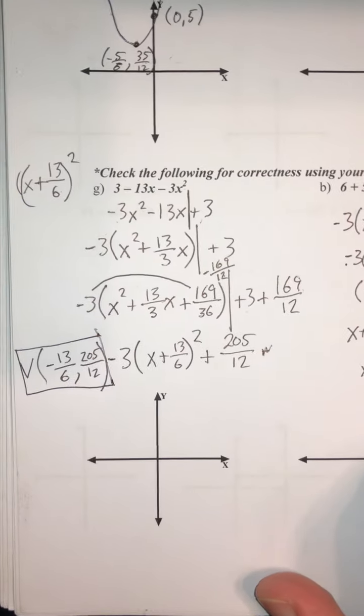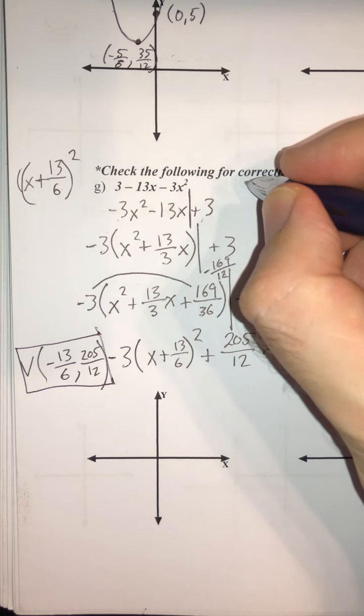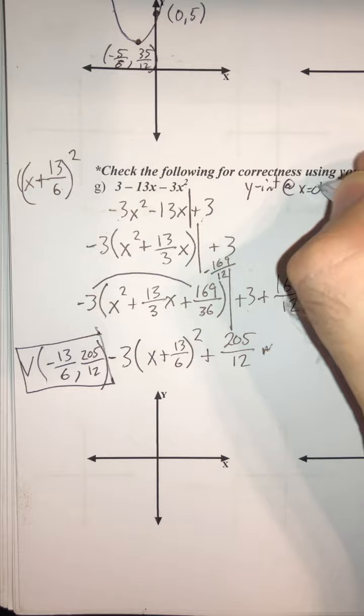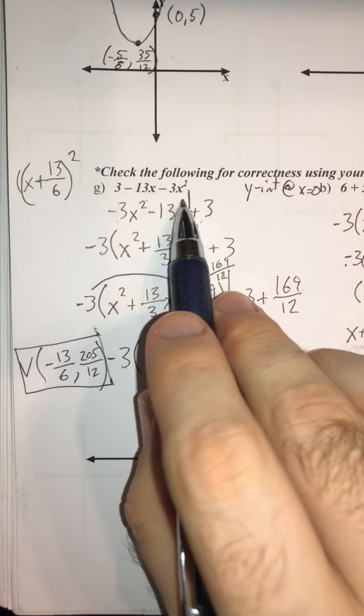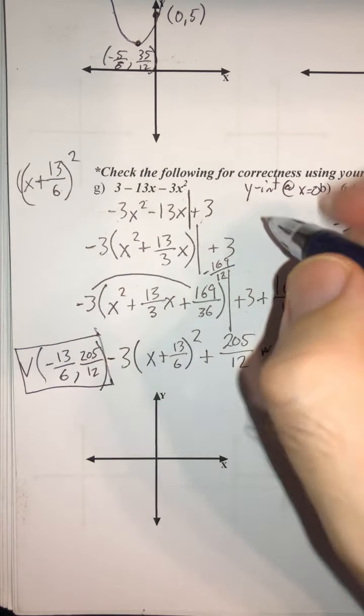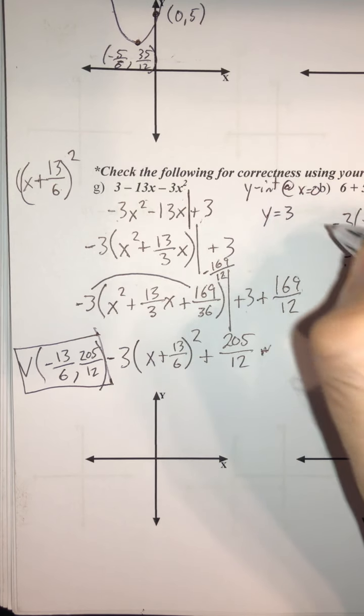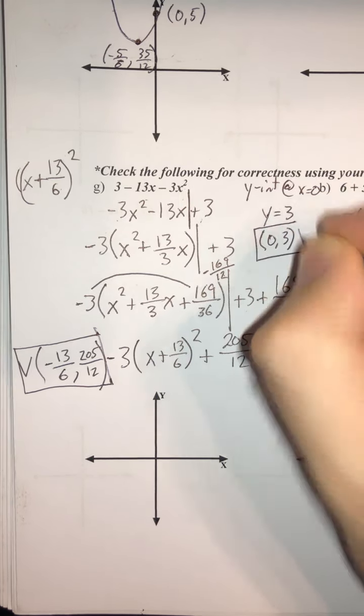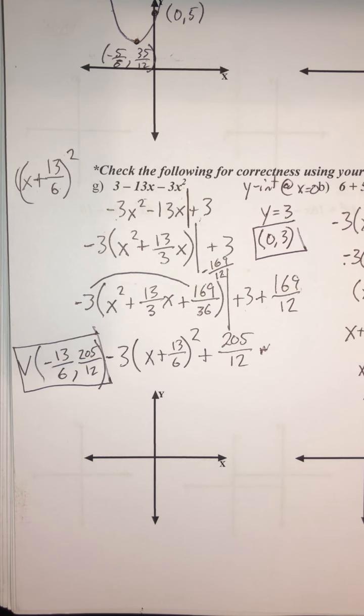Next we need the y-intercept. Let's just do this here. Y-intercept at x equals 0. So plug 0 into this. These terms cancel and I'm left with 3. So y equals 3. That gives us the point (0, 3). There's a 4th point. And now we can graph this.